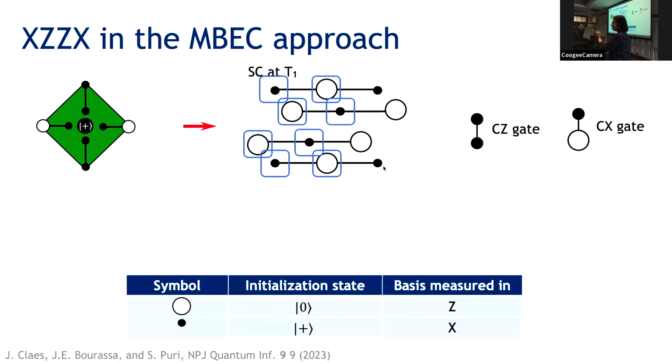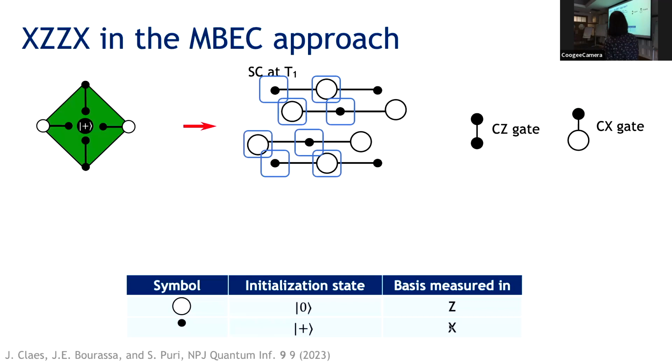This is just like your Nielsen and Chuang teleportation circuit that I'm actually implementing. And the convention I will follow is that the qubits that are prepared in the 0 state will be measured in the Z basis, and the qubits that are prepared in the plus state will be measured in the X basis. I will call these Z-type qubits and X-type qubits. So Z-type qubits are prepared in the 0 state and measured in the Z basis. X-type qubits are prepared in the plus state and measured in the X basis.